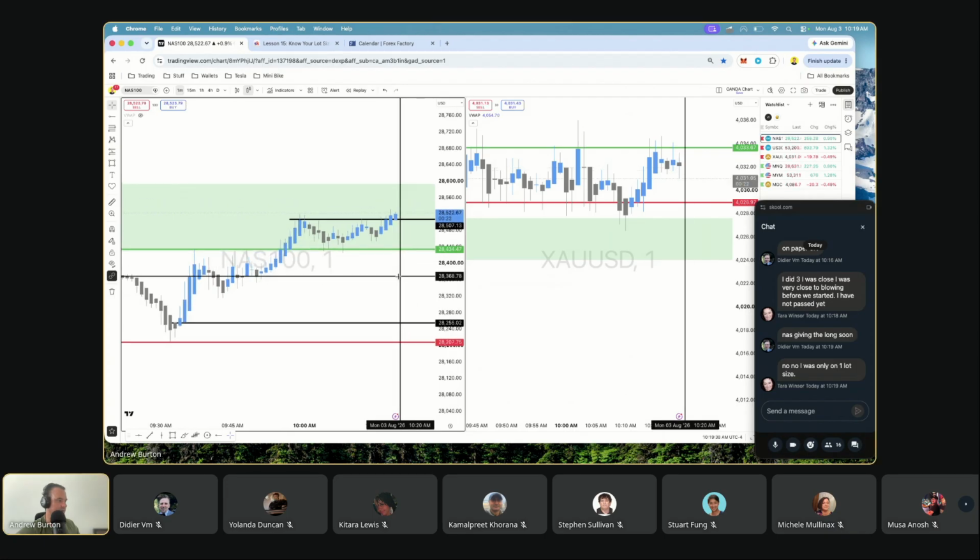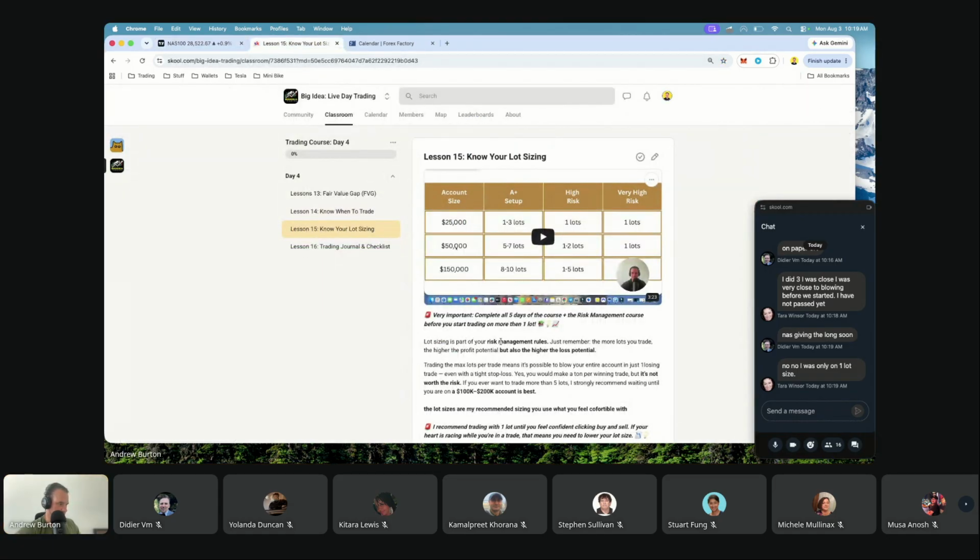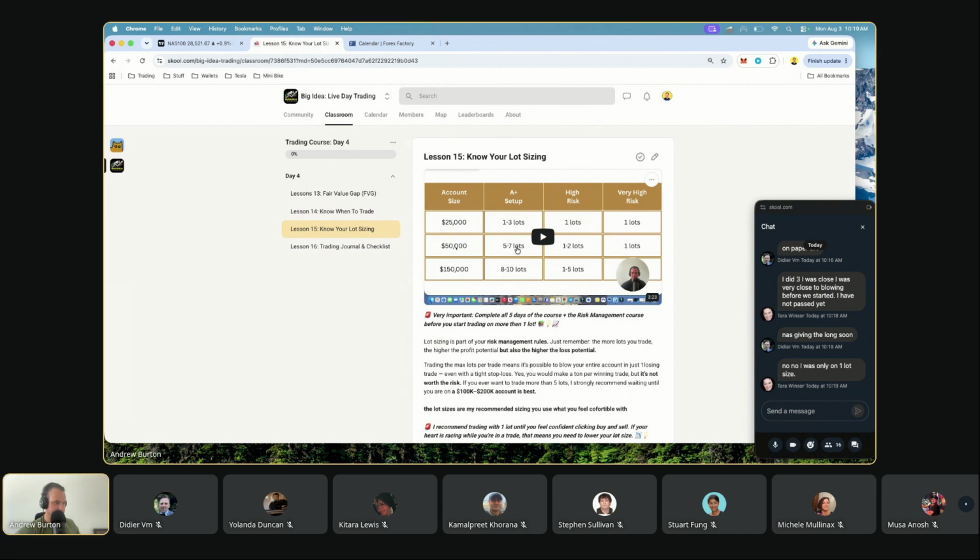Have a goal, you know, 150, $200 a day, or have a goal of taking $50 of profit per trade when you get happy with your lot size. When you start trading on a 50K account, 5 to 7 lots on an A plus setup, right? High risk trade, like right now is high risk because it's after 10 a.m., 1 to 2 lots, right? If you're trading on 2 lots in the NASDAQ, you can make $50, boom, like that, right?